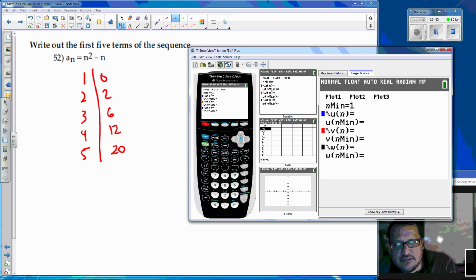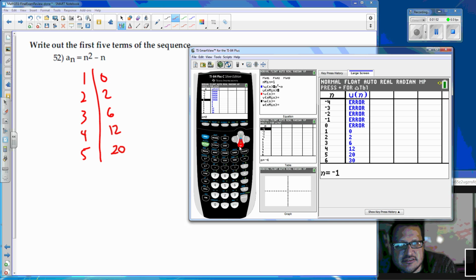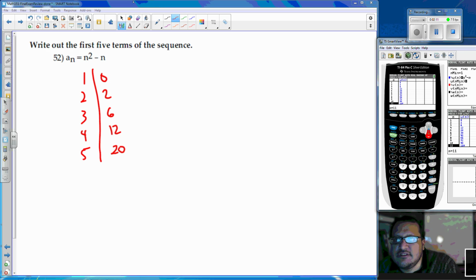So our sequence is going to be n squared. So when I choose this, it now chooses the n squared minus n. And I go to the table, and there they are. Now there's errors for the negatives because we don't have a sub -1 or so on. And here we can see 0, 2, 6, 12, 20. So our calculators can answer these for us also. That's kind of cool. And it can help us out with the other problems too.